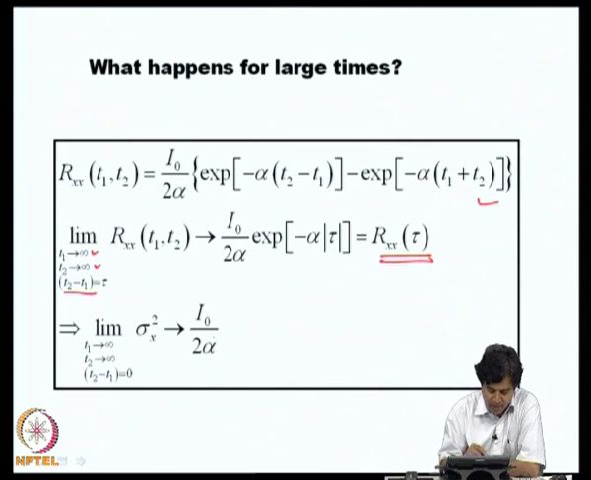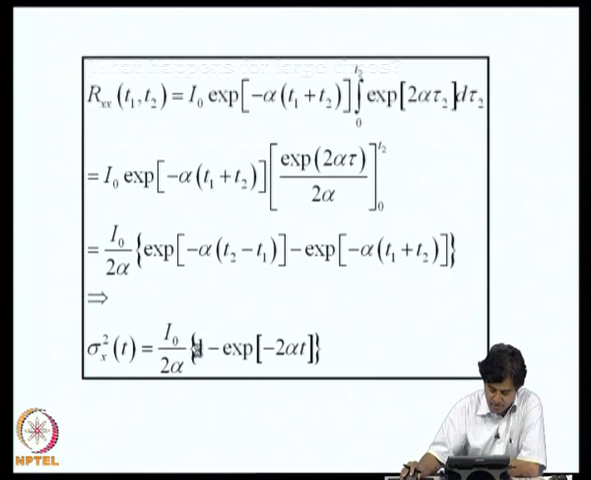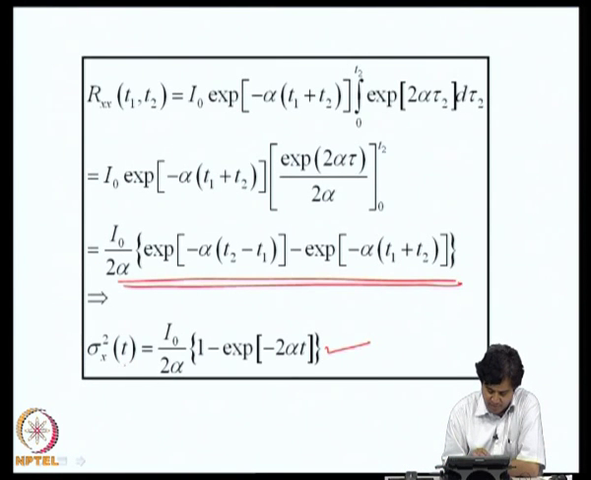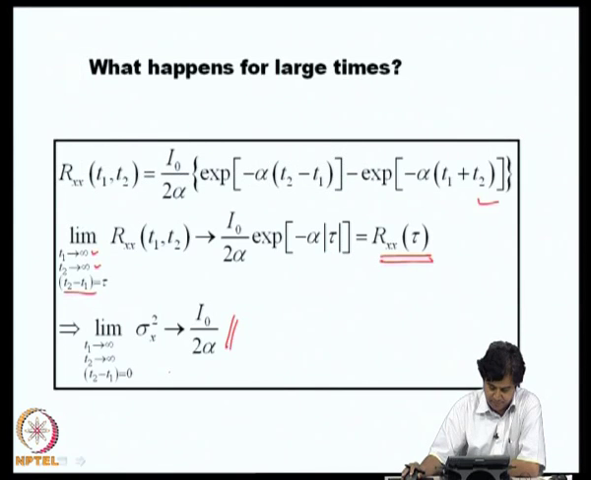And what happens to the variance? You put T1 equal to T2, this tau becomes 0 and this quantity is 1, therefore this becomes 1. That you can also see here in this expression, as T becomes large, this exponential minus 2 alpha T goes to 0 and I will be left with I naught by 2 alpha. So, how does this look like?